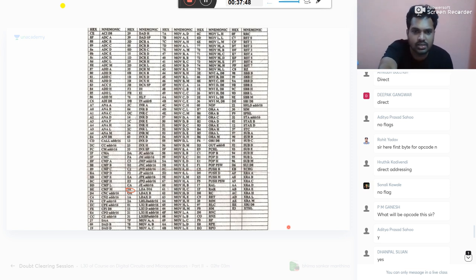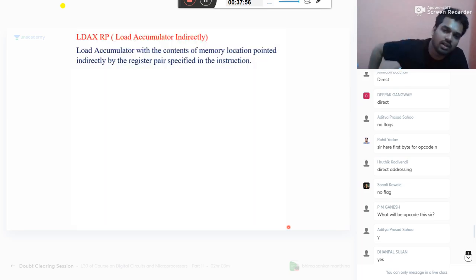After LDA, let's see LDAX. What is LDAX? Load accumulator indirectly with a register pair. Please understand the logic here. A register pair cannot be stored into the accumulator. So what is the meaning of register pair? Don't read that. Definition should come after explanation.